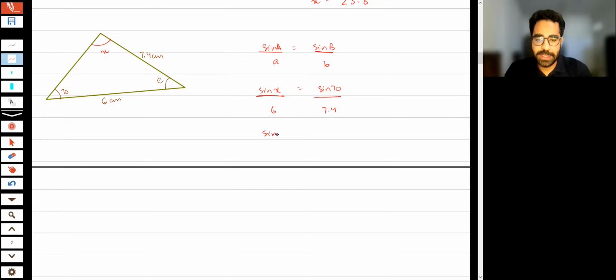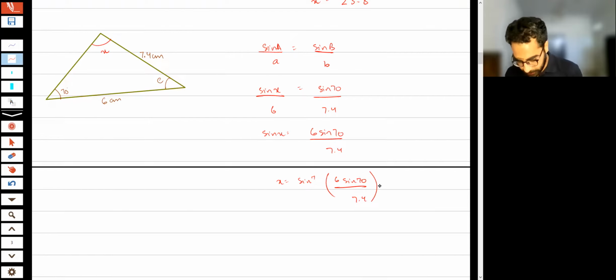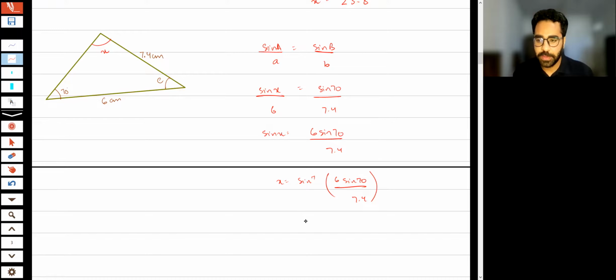So I'll get sine x as 6 sine 70 over 7.4 centimeters. I'll take x as sine inverse 6 sine 70 over 7.4. So sine inverse 6 sine 70 over 7.4, I get 49.6 as my answer, 49.6 degrees. So yes, this would be the value of x.